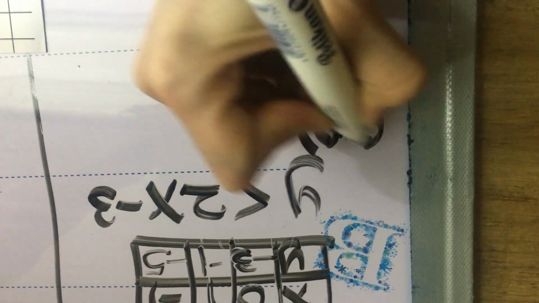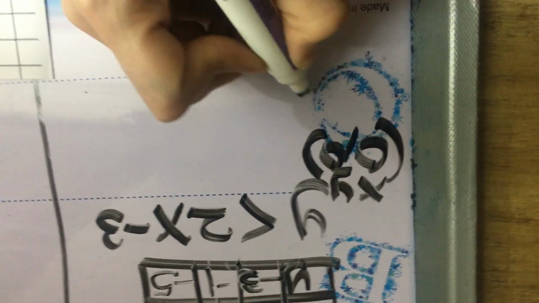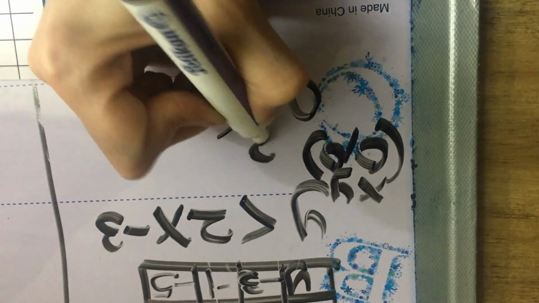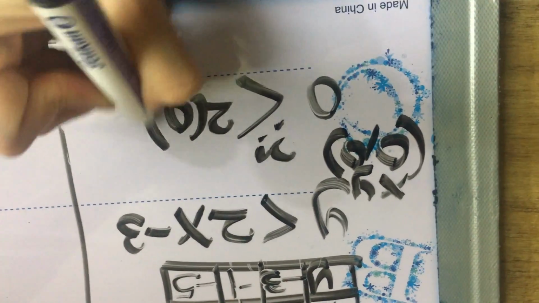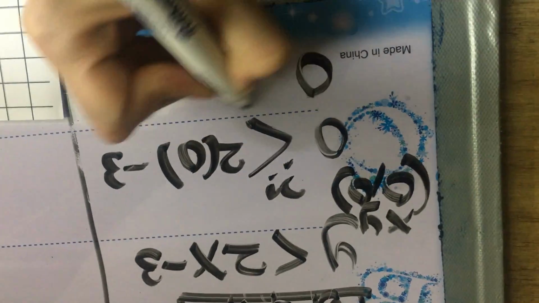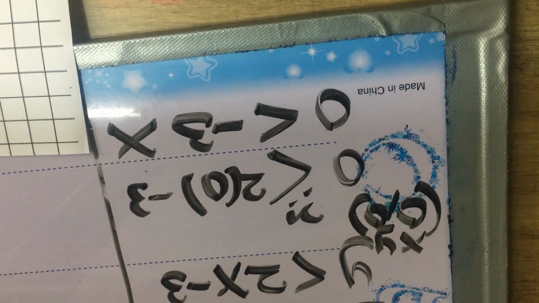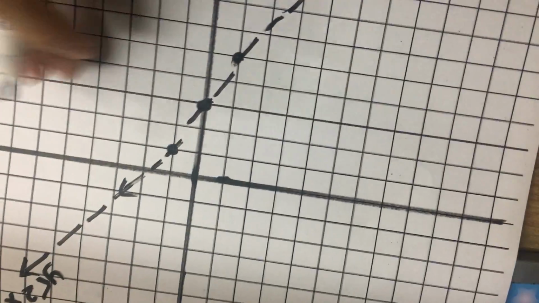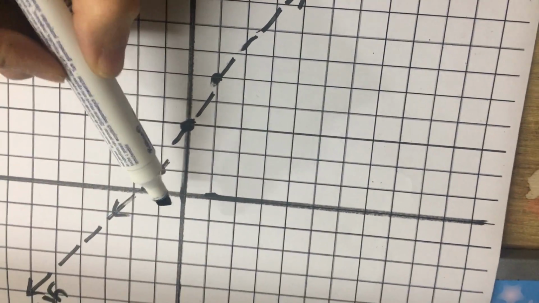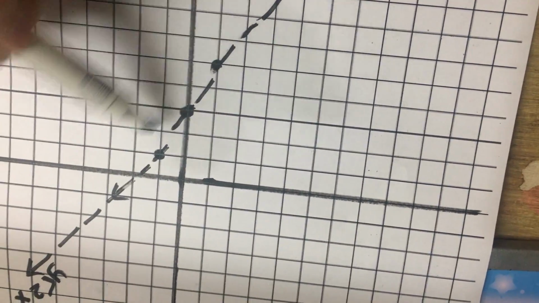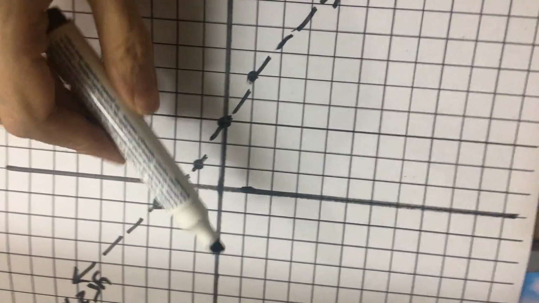Let's use (0, 0), where this is x and this is y. So 0, is it less than 2 times 0 minus 3? Is 0 less than negative 3? The answer is no. 0 is not less than negative 3. Which means the area where (0, 0) is does not represent a solution for this inequality, which means that the other side is a solution.